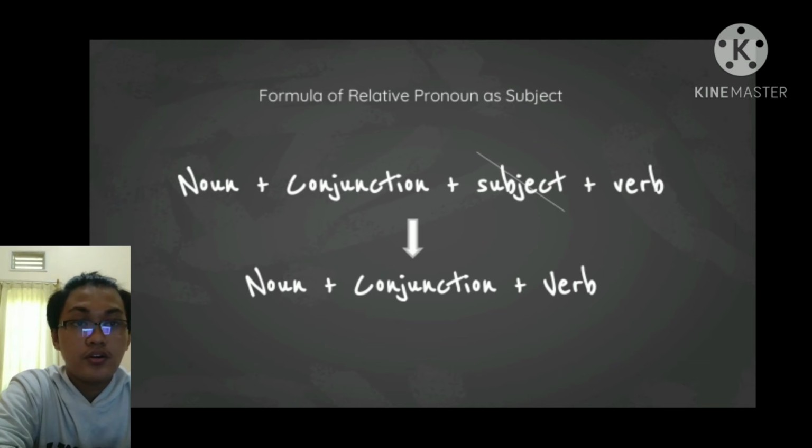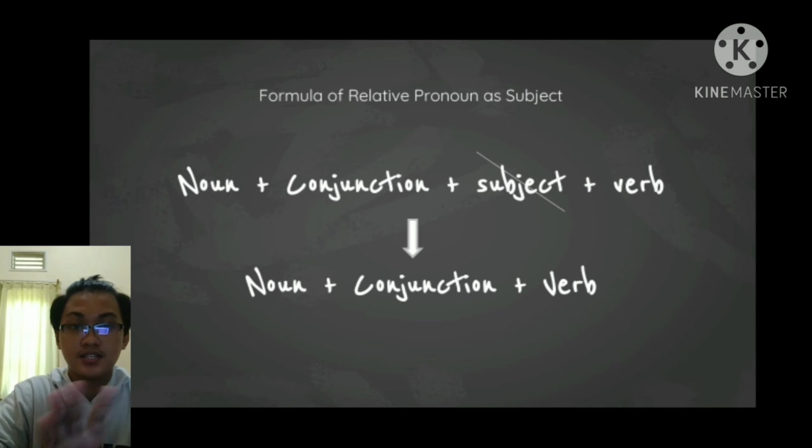And then the formula of relative pronoun as subject. The first formula is noun, conjunction, subject, and verb. But then the subject is eliminated, and the final formula is noun, conjunction, and verb.